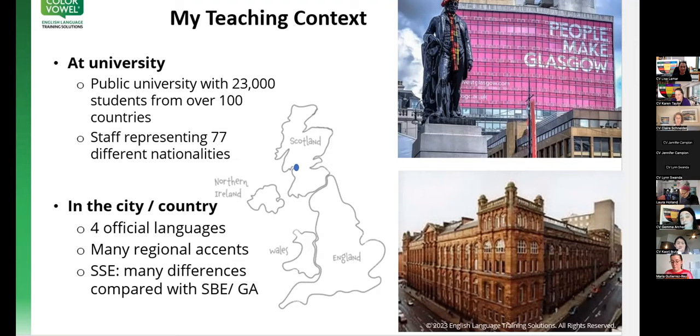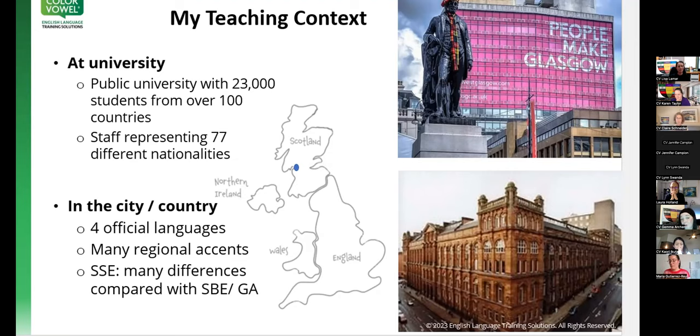In Scotland, we have four official languages. We have Scottish Standard English, which is what I'm speaking now. We have Scottish Gaelic. We have British Sign Language. And we also have the Scots language. So we have four different languages. Within those, there are different regional accents. And I've put down here in my last point, SSE. What I mean by that is Scottish Standard English. There are many differences in the sounds of Scottish Standard English compared with SBE, Standard British English, and GA, General American. So a lot of new sounds, a lot of different voices, and that all comes at them all at once, which can be really overwhelming and shocking for many students.